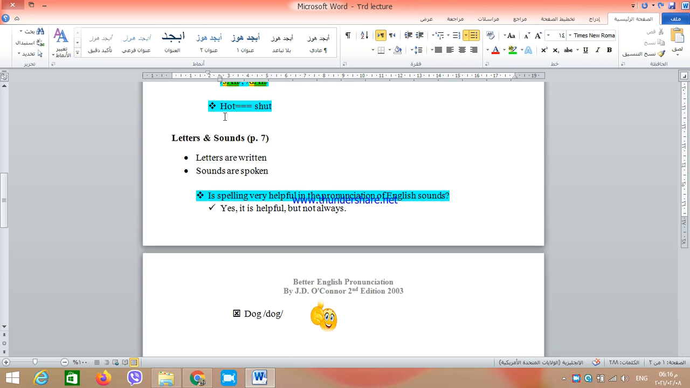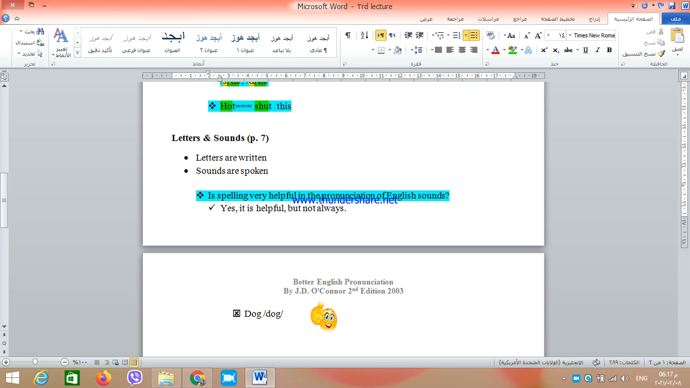Let's take hot and shut. In these two words, this is actually not a good minimal pair. Why? Because in this pair we have two different sounds. We have h and o, and here we have sh and u. So this is not a good minimal pair.